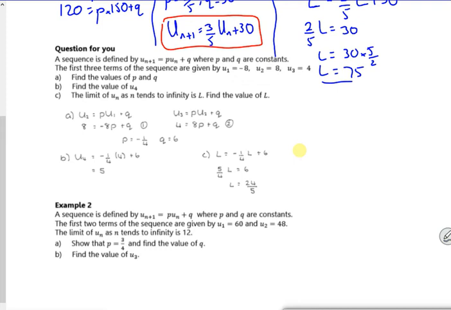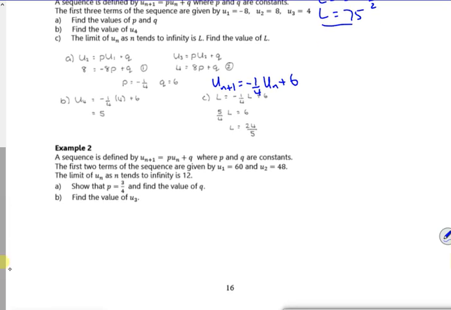There we go. People don't like it though, because it looks awkward. So we had u n plus 1 was minus a quarter u n plus 6. And then just replace the u n and the u n plus 1 with an L.